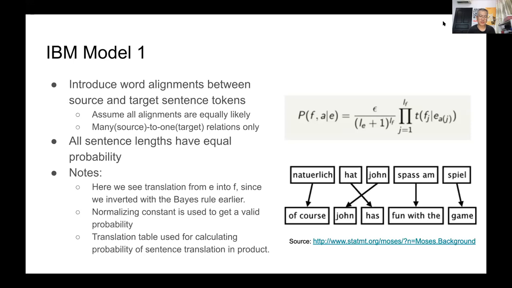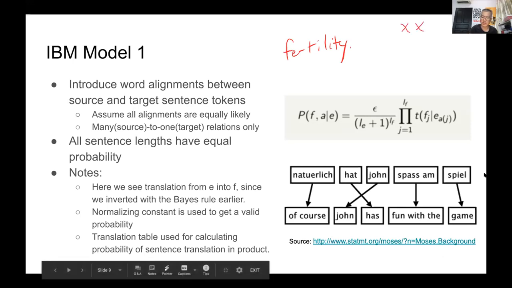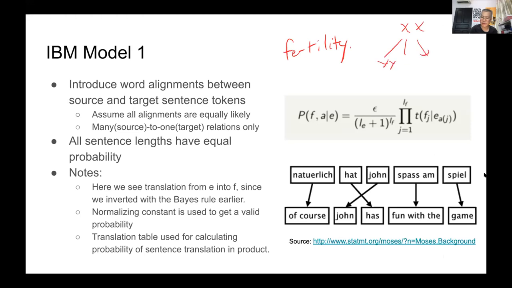And they have various things. One thing that's interesting that you may want to think about is this idea of fertility. That's saying that a single word in the source language could lead to several different words in the target language. For example, in English, you might have the word "no", but in French, you have "ne pas", which is two tokens. So the fertility of this word is two. When you do the translation, it goes to something like "no" and "no", and then the alignment is given such that the first "no" corresponds to "ne", and the second "no" corresponds to "pas".